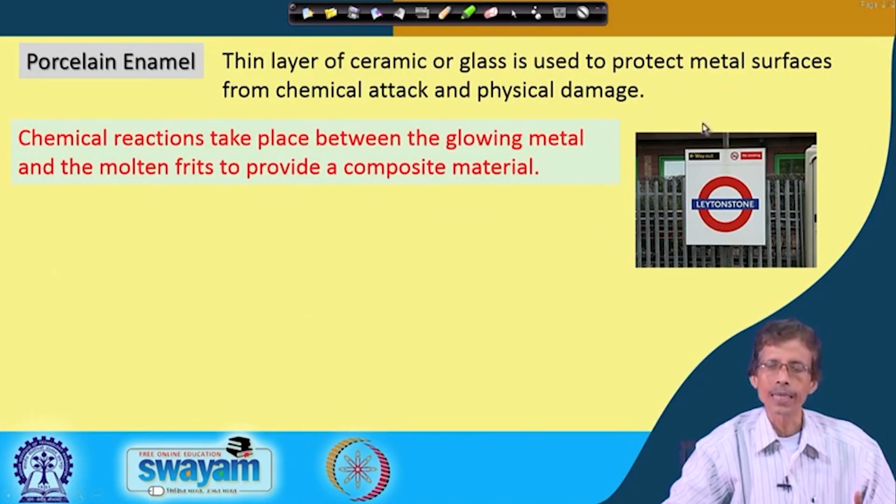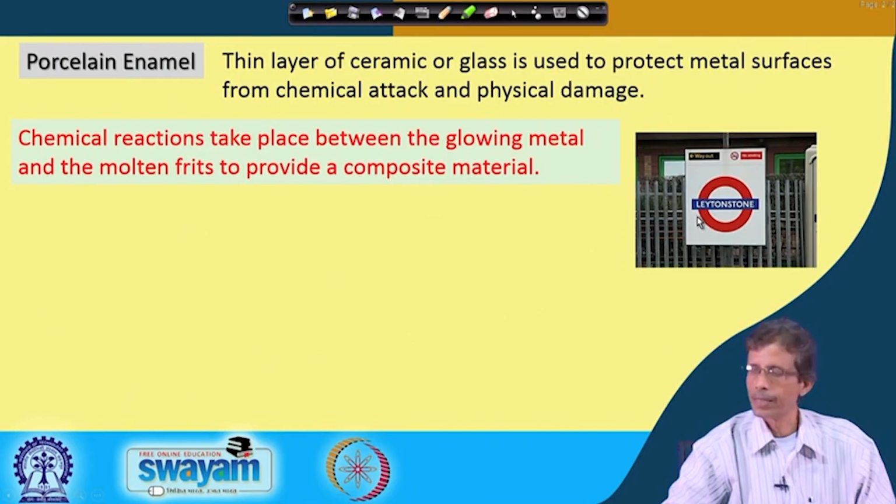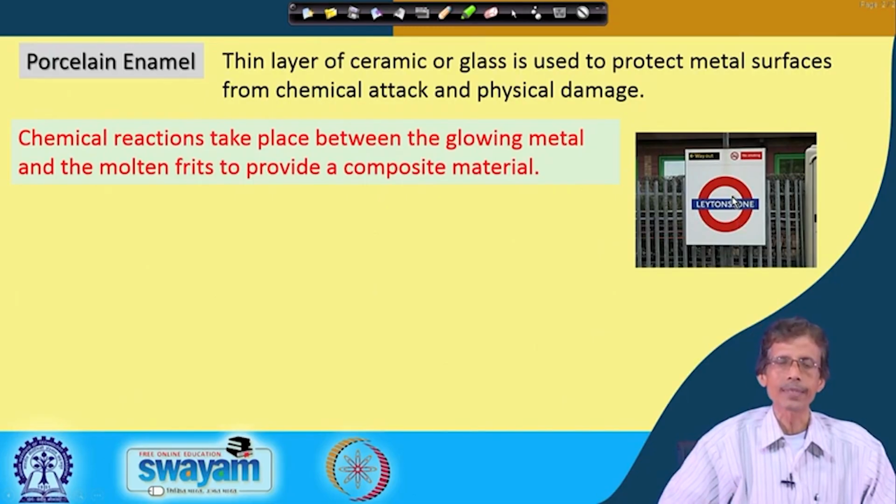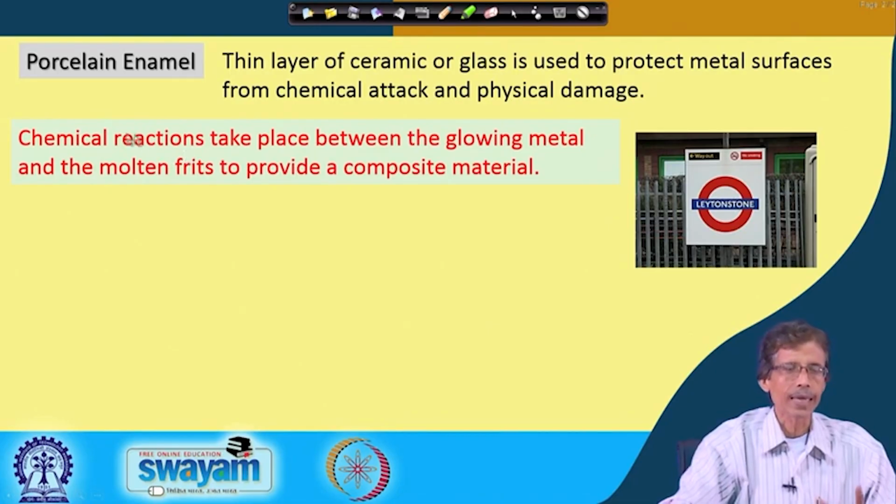So, basically the tube service in the UK has station names given in this fashion with that particular enamel material. You have the iron sheet, and on that iron sheet the coating of that particular ceramic or glass material is achieved, such that you have a protected iron sheet with your enameling. So, what we require there basically is the chemical reactions.